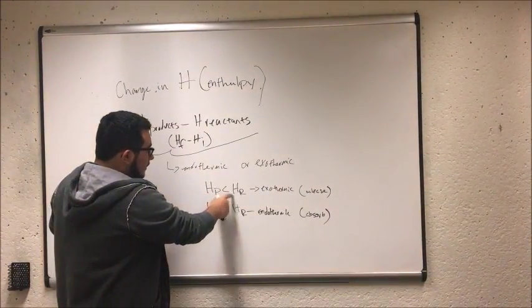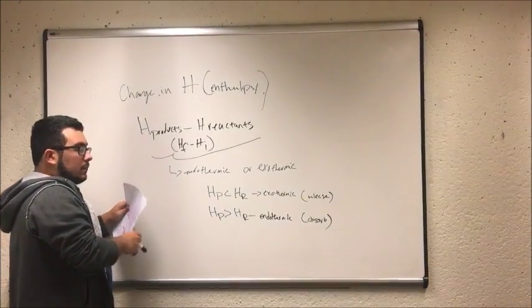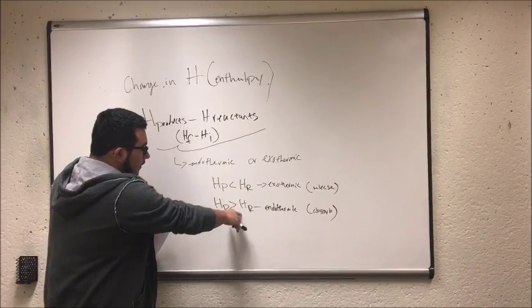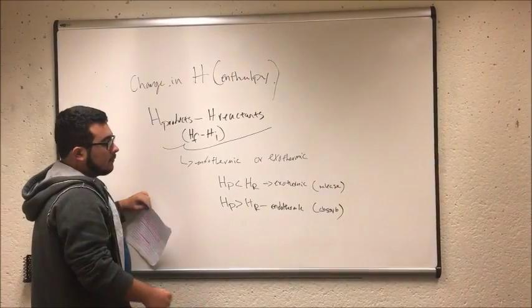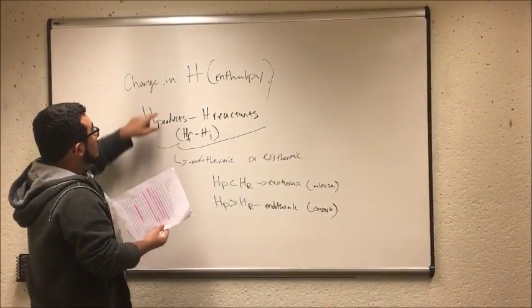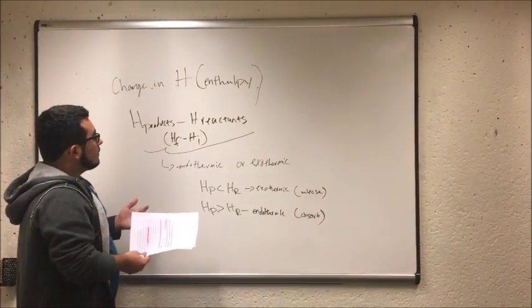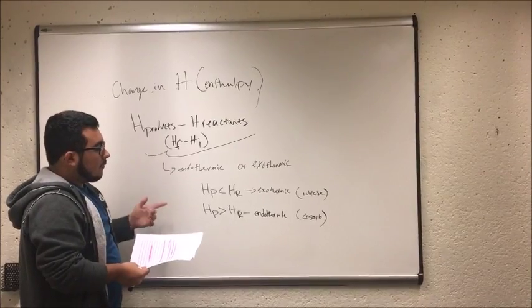If the products are less than the reactants, then the process is going to be exothermic, which means it's going to release heat. And if the products are greater than the reactants, it's going to be endothermic, which means it's going to absorb heat. So what the change in enthalpy does is basically just tell you the change of heat in a certain process and how much heat is being either absorbed or released.